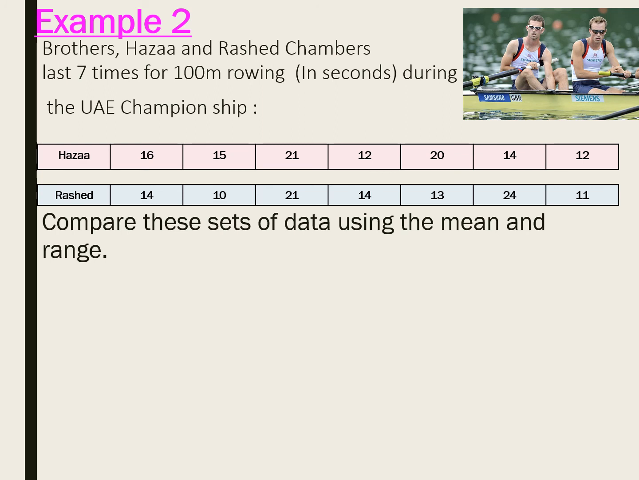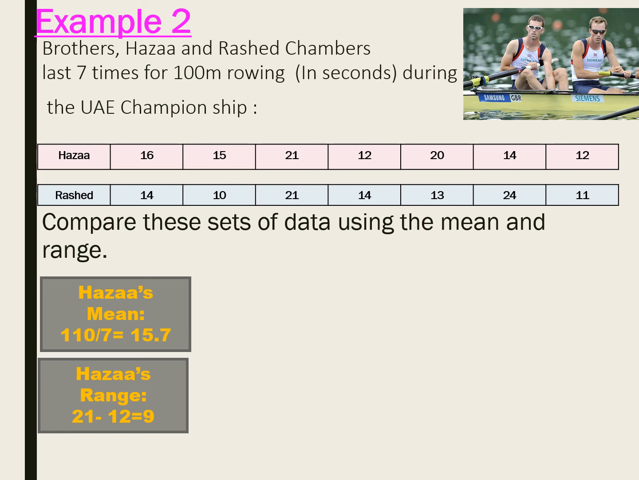To do this, when he tells you compare, it means don't pick who is better. I just want to compare their results. To do this, I will find the mean and range for Hazza and the mean and range for Rashid. So Hazza's mean, when you add all of the numbers, you are going to get 110 divided by 7, which is 15.7. The range, I will take the highest number, which is 20, and subtract the lowest one, which is 12, to get 9.